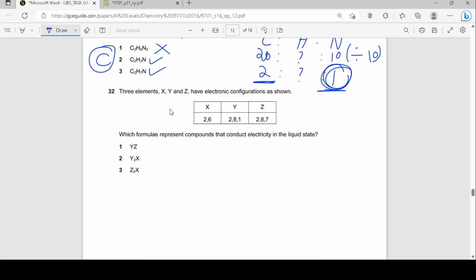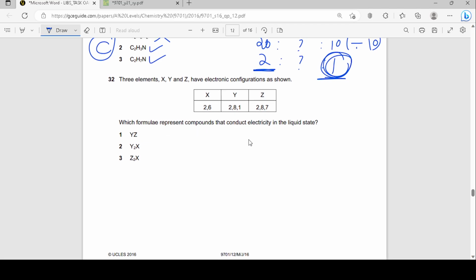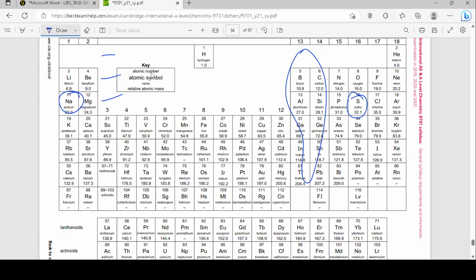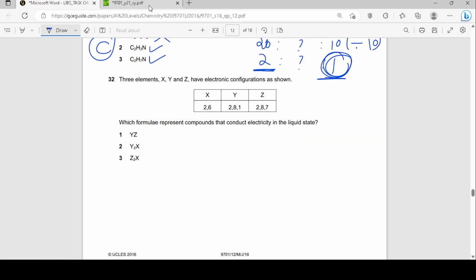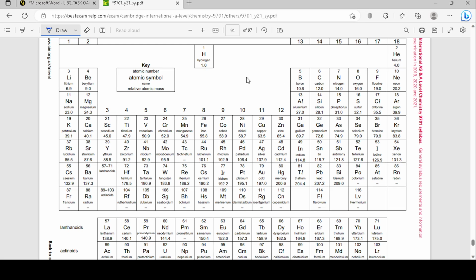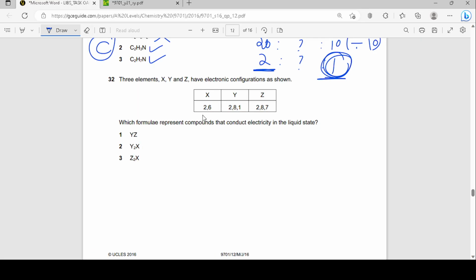Three elements X, Y, and Z have electronic configurations as shown. Which formulae represent compounds that conduct electricity in the liquid state? Okay, so what is X, 2 6? I check my periodic table. So 2 6, right? So it is in group 6 then. And it has two shells, so it's in the second period. So 1 2, and then group 6. So it's going to be oxygen, I think. So X is basically oxygen.